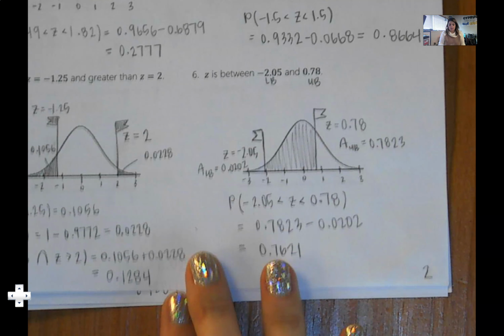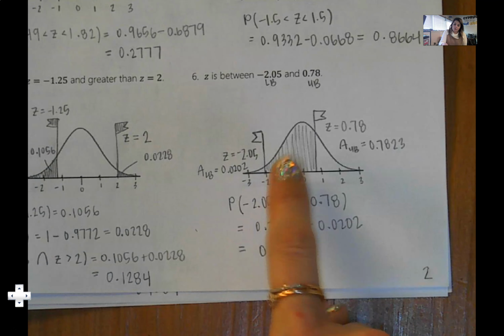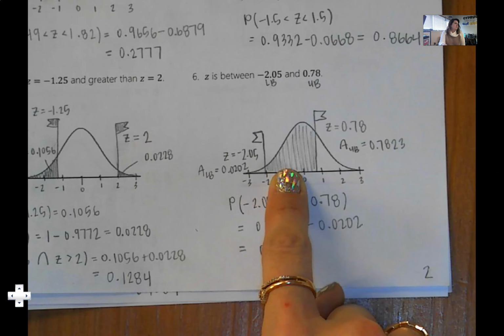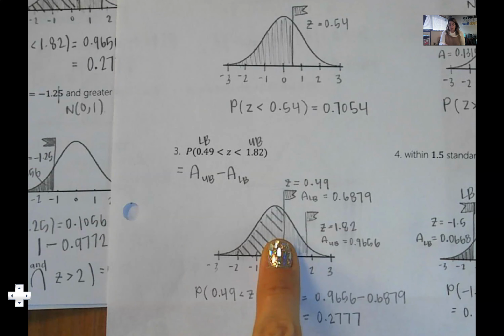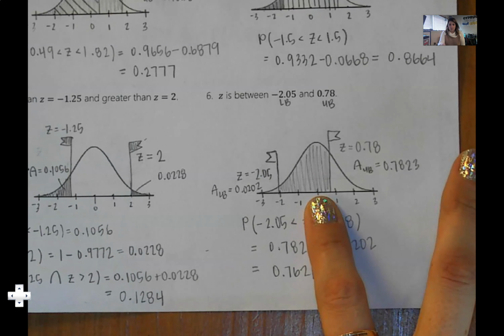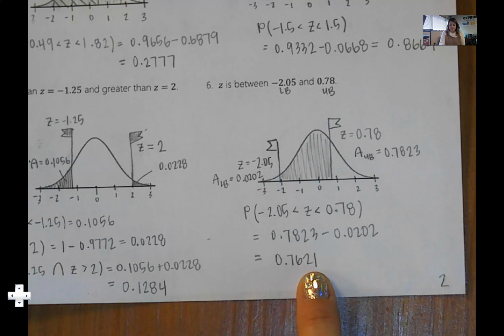Okay, so I am getting 7621. Lower bound is negative 2.05. Upper bound is 0.78. Notice that I only shaded in what they wanted. Up here, I shaded in both to kind of illustrate what was happening. Same here. But now on this one, I'm only going to shade in what they're actually asking for. I ended up getting 0.7621.